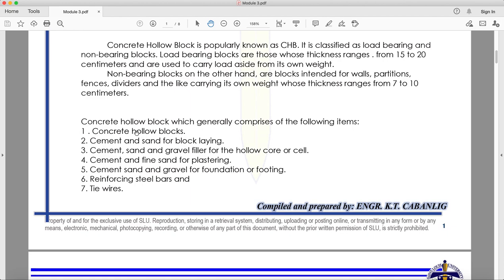Concrete hollow block work generally comprises the following items. Number one, the concrete hollow blocks, or CHB. Number two, cement and sand for block laying. Ibig sabihin, nililayout na natin yung ating CHB, so we are going to use mortar: cement, sand, and water. Next would be cement, sand, and gravel filler for the core or cell.